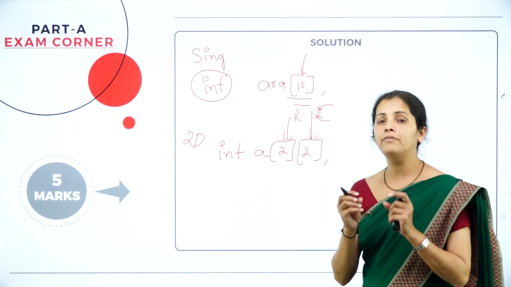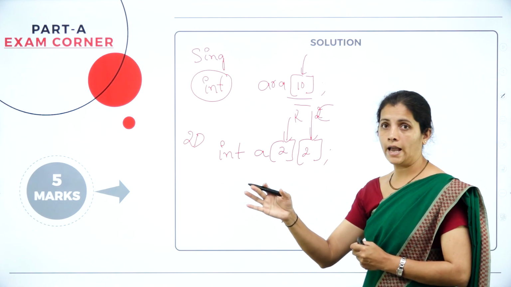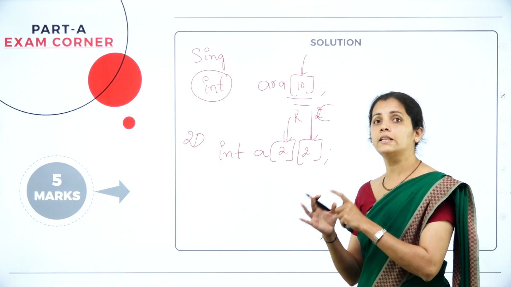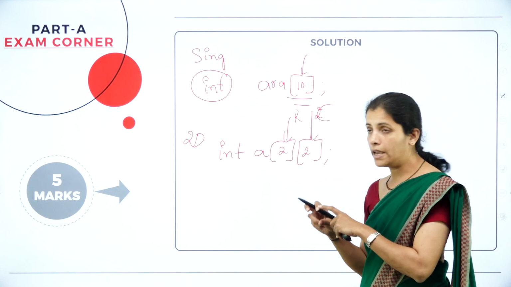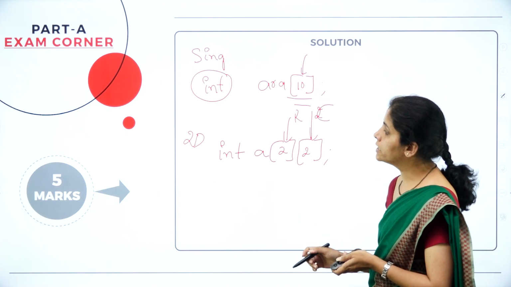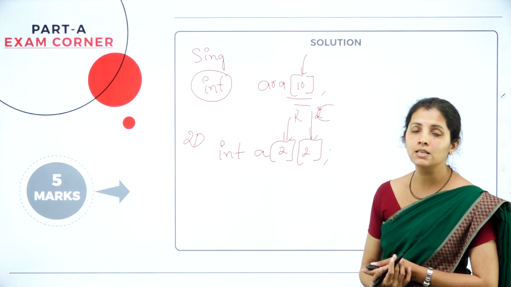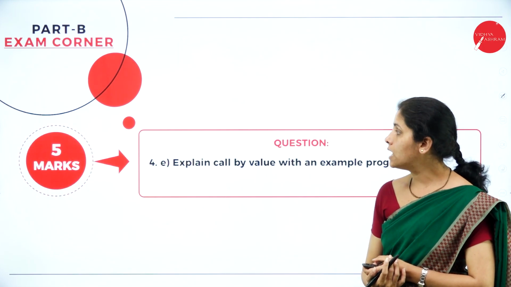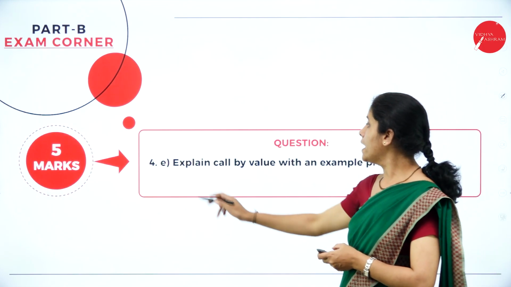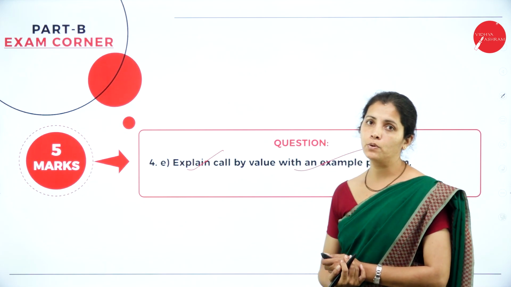So, dear student, first start with what is an array, then write the syntax for single dimensional array, then write the example. And write the example for two-dimensional array and syntax. So, it carries 5 marks. Scoring 5 marks from this question is very easy. And the last question here is, explain call by value with an example program.